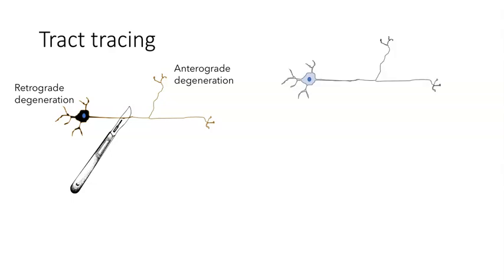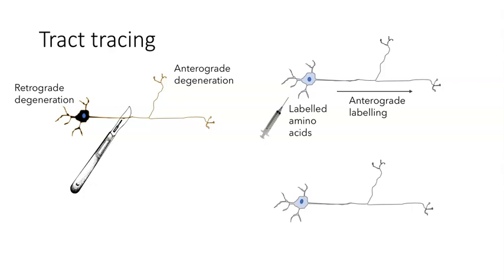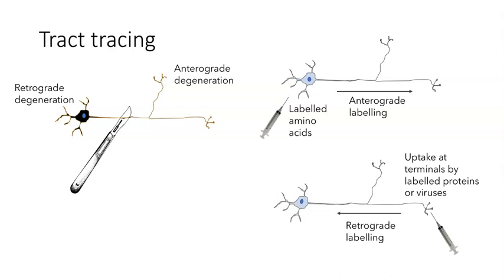Another tract tracing technique involves injecting labels. So in this case, labeled amino acids can be injected near the cell body. The cell takes them up, incorporates them into proteins, and then as some of those proteins are transported down the axons to the terminals, we can fill that cell in the anterograde direction. It's also possible to do retrograde labeling. So we can take proteins or viruses, put those near the terminals, and axons will take up those substances and then transport them back to the cell body.